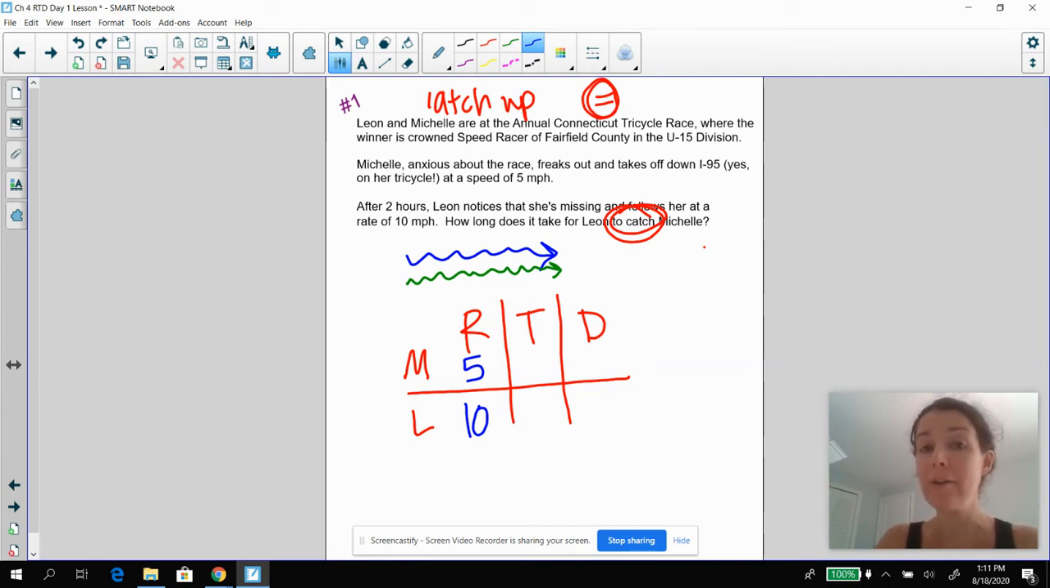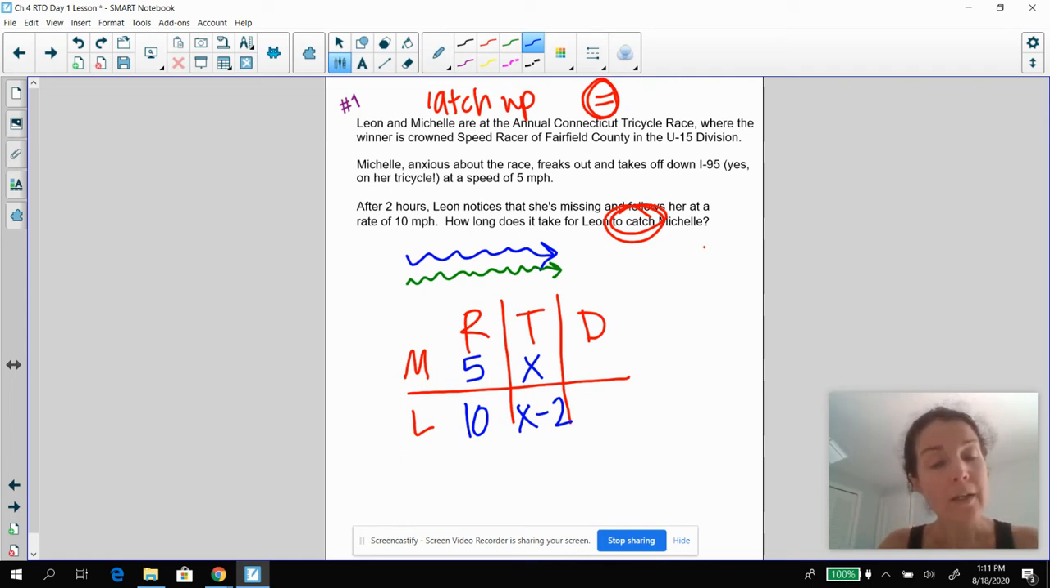Usually in algebra or pre-algebra, when we don't know how long something has been happening, we use a little variable. So I'm just going to use X. You can use T, you can use P if you want, you can use F, whatever, it doesn't matter. Now, Leon has not been running for the same amount of time that Michelle has. Leon has been running for 2 less hours. So it's going to be the amount of time that Michelle's been running minus 2 hours.